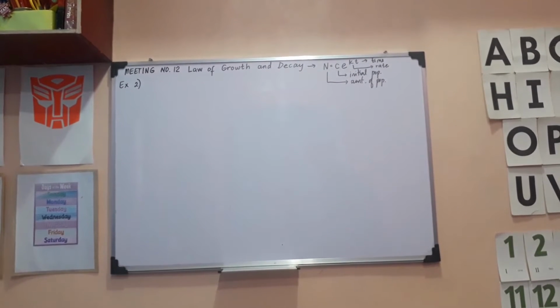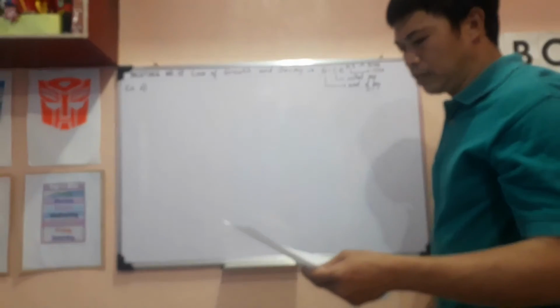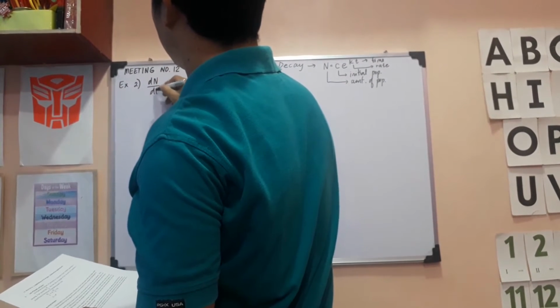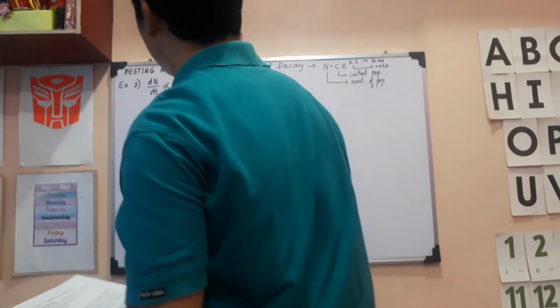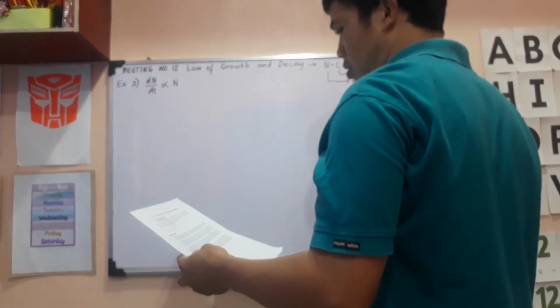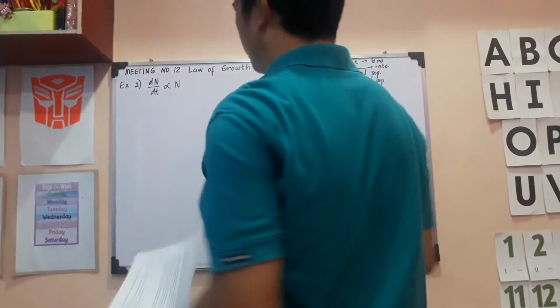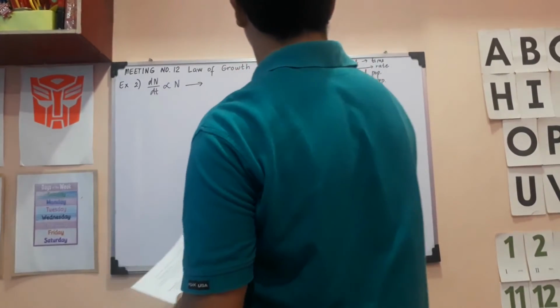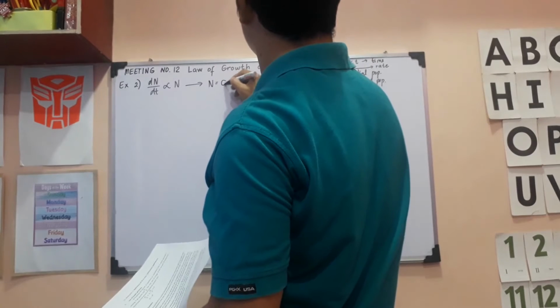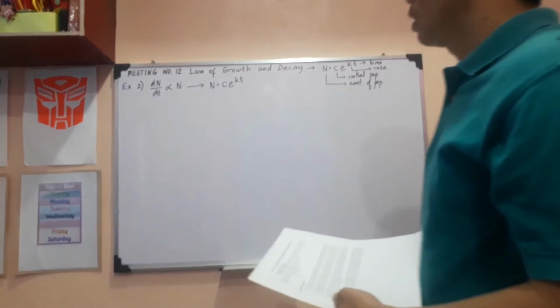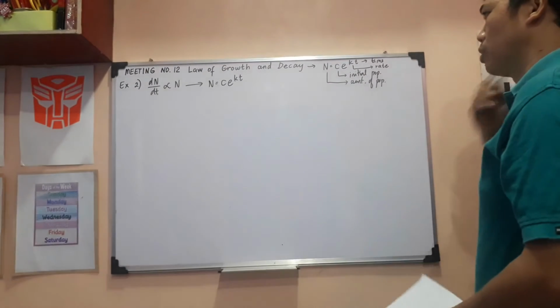Number 2. Example, a bacteria culture is known to grow at a rate proportional to the amount present. This only means, guys, that dN over dt is proportional to the population. So we arrive at N is equal to C e raised to kt, our general working formula for the law of growth and decay.